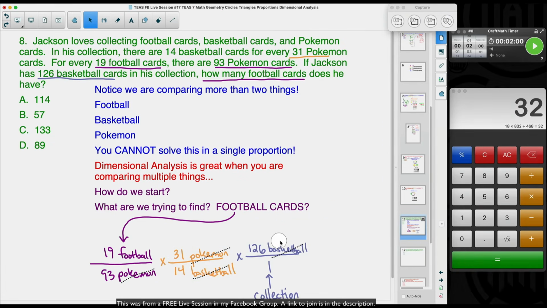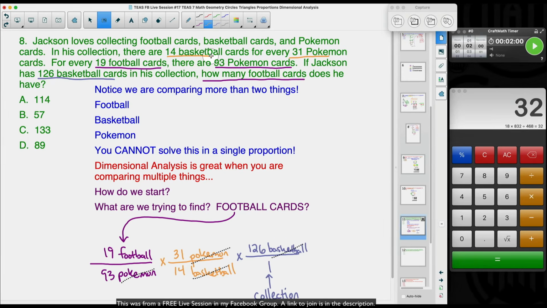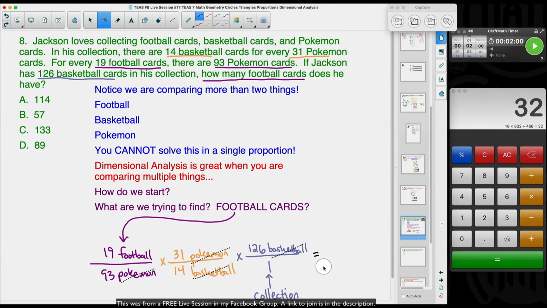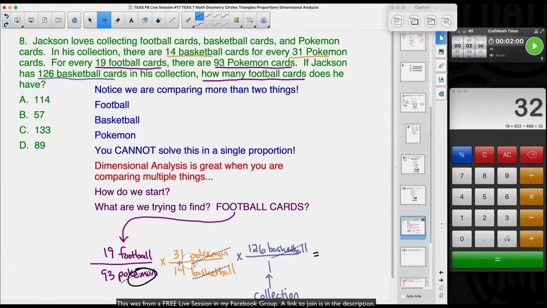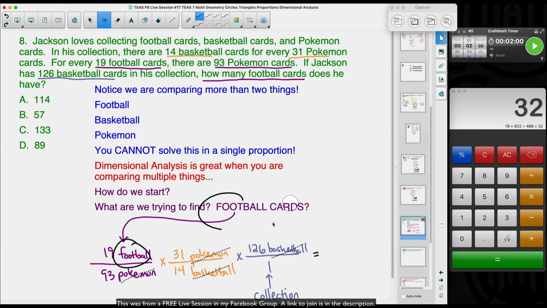Now, so how do we know we're done? Well, for one thing, we've used every daggone number in this problem. I mean, I didn't underline this one, but we have used every number. And sometimes you will, sometimes you won't. There's no set way of knowing that. But what I want you to also notice is that we have gotten rid of all of the other types of cards. And the only type of card that we have not canceled out is the one we started off with, football. And that was the one that we're trying to find.